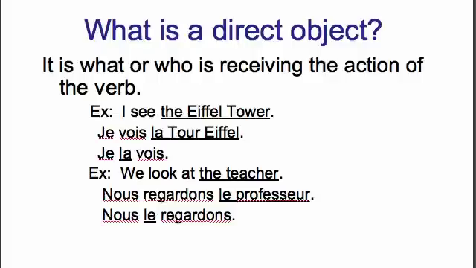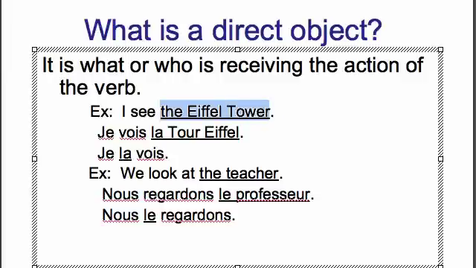So for example, I see the Eiffel Tower. Okay, what do I see? The Eiffel Tower. The Eiffel Tower is your direct object. It's what's receiving the action of the verb. What's being seen? The Eiffel Tower. So in French, je vois la Tour Eiffel. Okay, what do I see? Je vois. Qu'est-ce que je vois? Je vois la Tour Eiffel. Okay, that's your direct object.